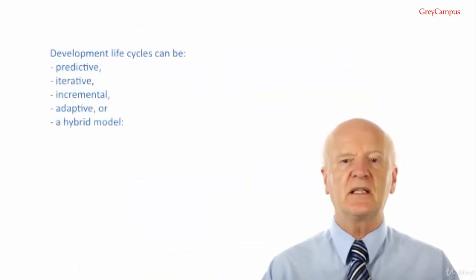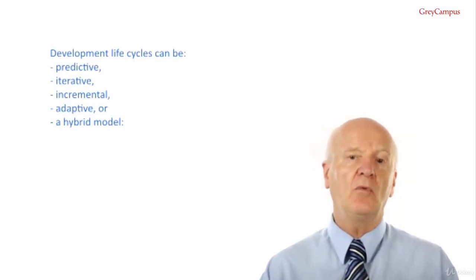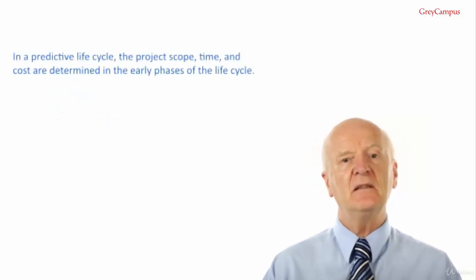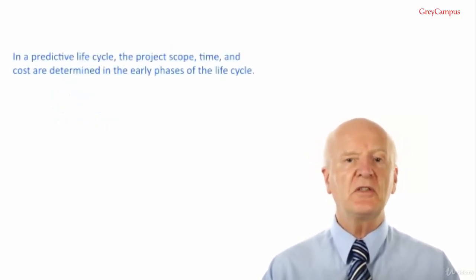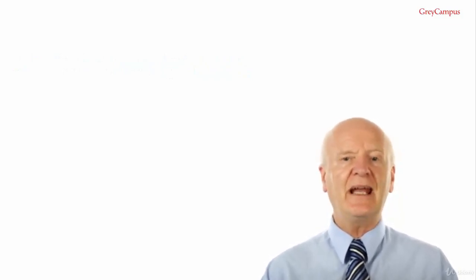Development life cycles can be predictive, iterative, incremental, adaptive, or a hybrid model. What does that mean? In a predictive life cycle, the project scope, time and cost are determined in the early phases of the life cycle. The word predictive means being able to predict or to see ahead, because you're trying to predict everything in detail right from the start of the project, which is the time when you know the least about it. It's also referred to as a waterfall life cycle because it's like walking down a flight of stairs, but you can't go back up the stairs again. And so it's like taking a canoe over a series of waterfalls.